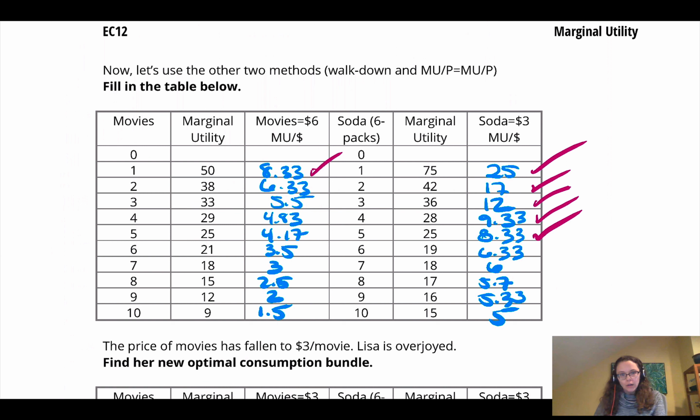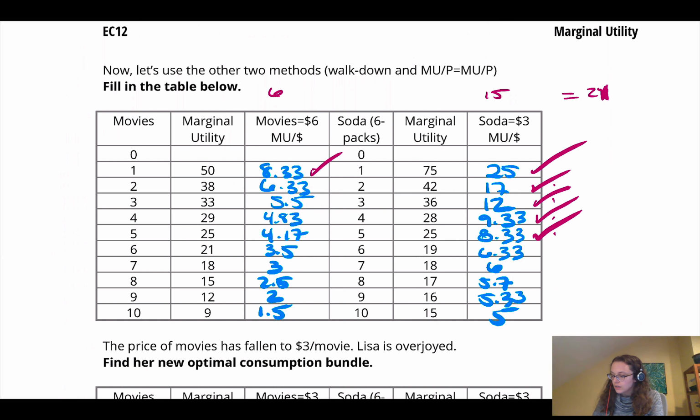Let's check in on how we're doing on our budget. So here I've spent $6, and here I spent 1, 2, 3, 4, 5 times 3 is 15. So I'm up to $21. Now remember, Lisa's got $24 total. So this is 21, which means she has $3 left.